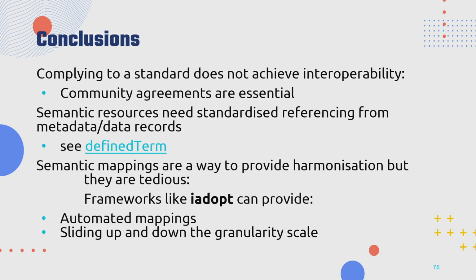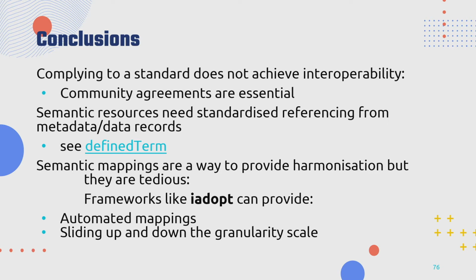Conclusions. Complying with a standard doesn't really make you achieve interoperability. We need community profiles to be able to provide interoperability. Semantic resources need standardized referencing from the metadata record, so I've included an example of how to reference a semantic artifact from a metadata record that actually points to the right places.